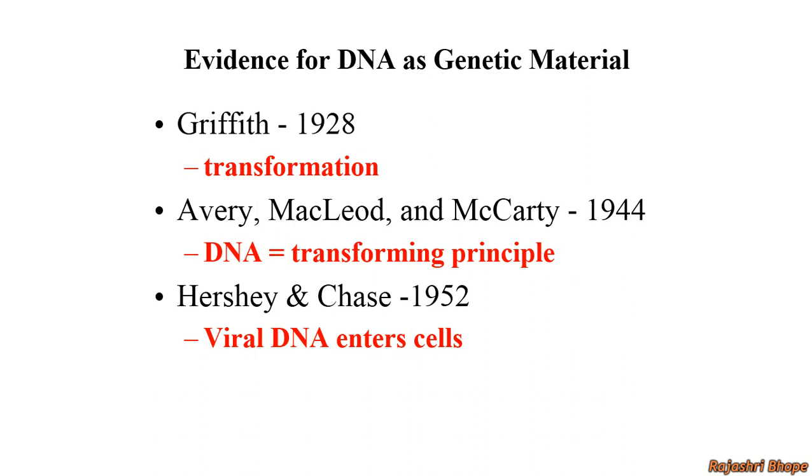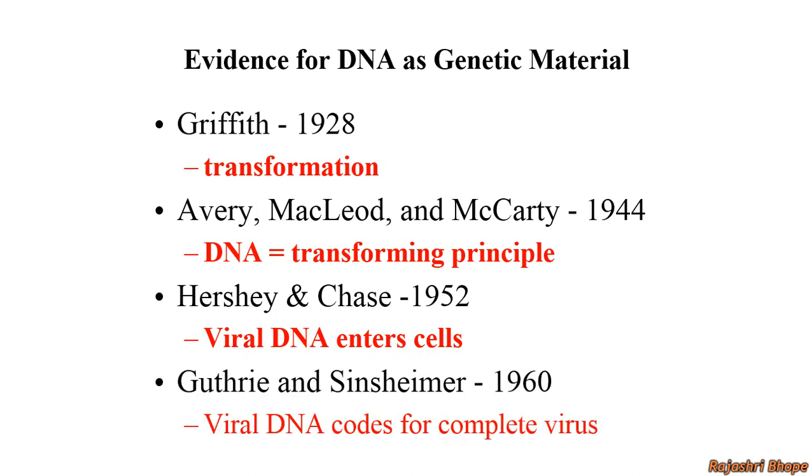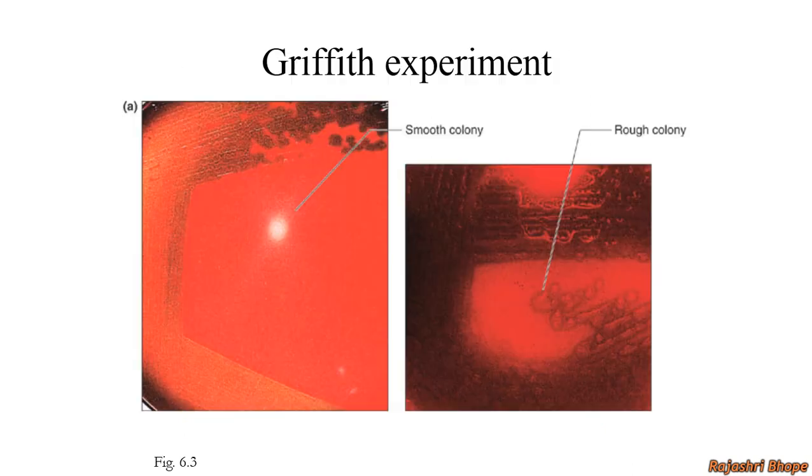Griffith in 1928 demonstrated transformation. Avery, MacLeod and McCarty demonstrated that DNA is the transforming principle, and in 1952 Hershey and Chase demonstrated that viral DNA enters the cell. That is, DNA is transferred from parents to the offspring. Guthrie and Schimmer in 1960 demonstrated that viral DNA codes for a complete virus.